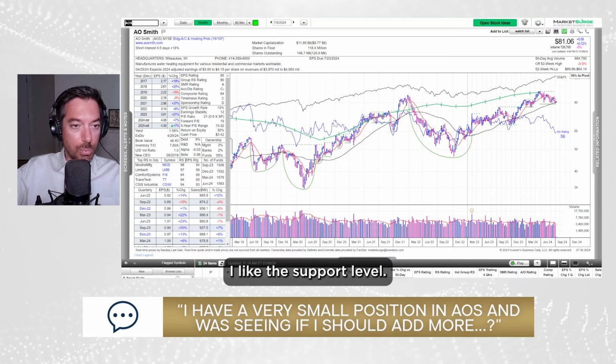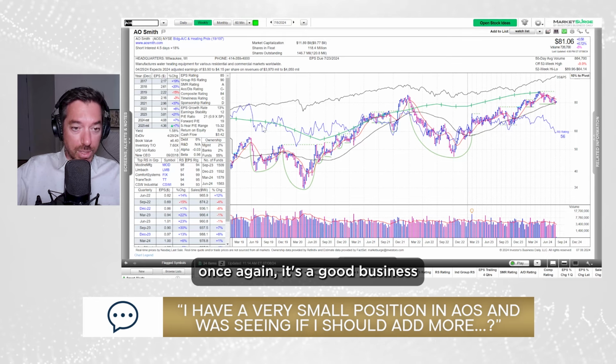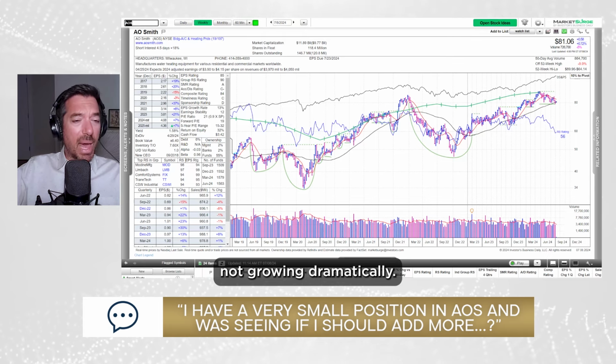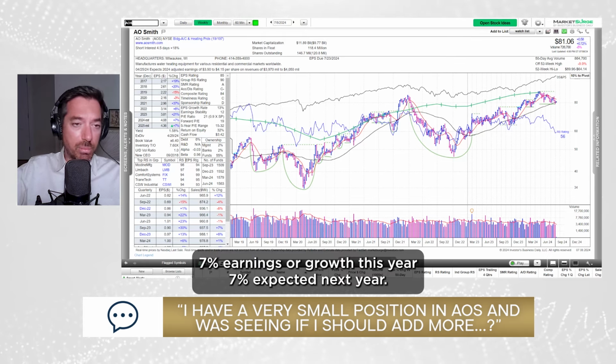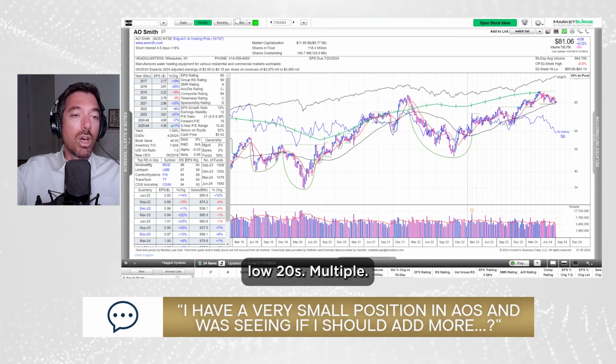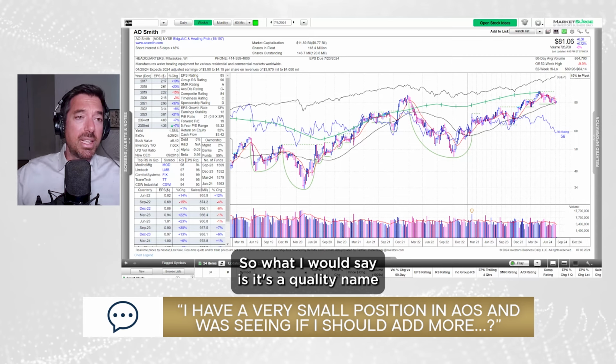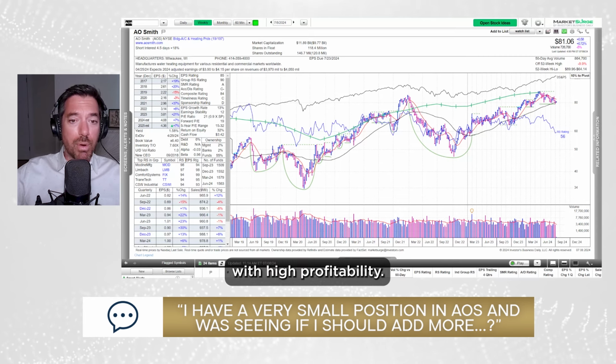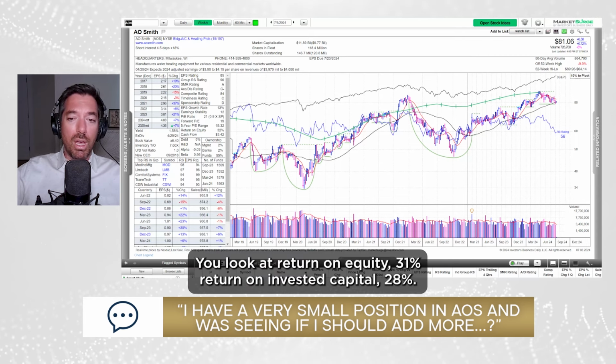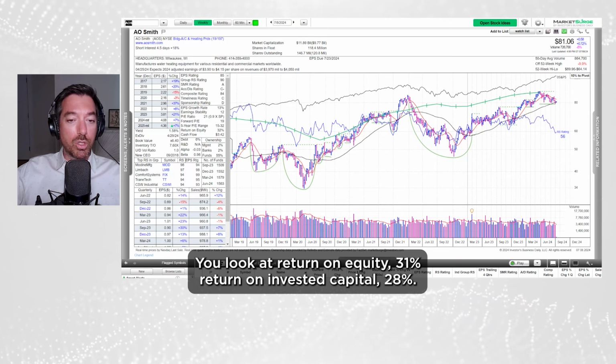I like the support level. Once again, it's a good business. Not growing dramatically. 7% earnings growth this year, 7% expected next year, low 20s multiple. So what I would say is it's a quality name with high profitability. You look at return on equity of 31%, return on invested capital 28%.